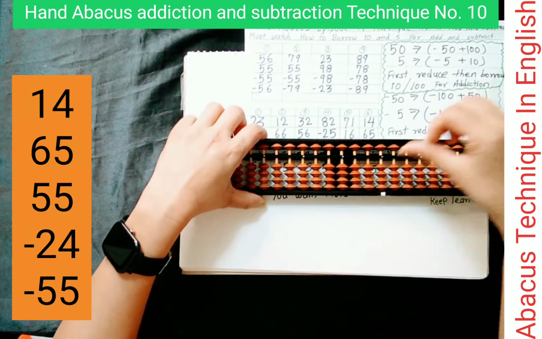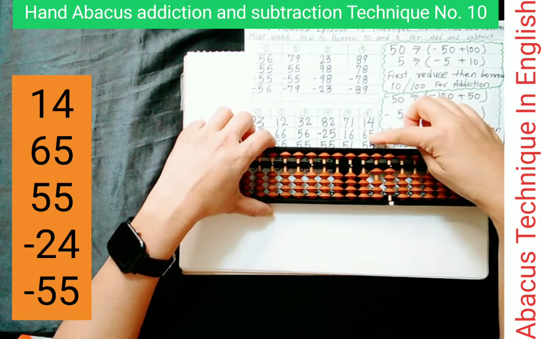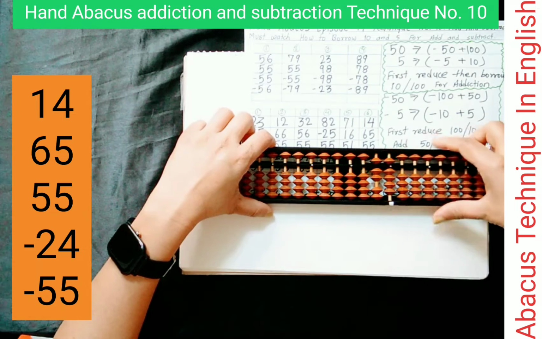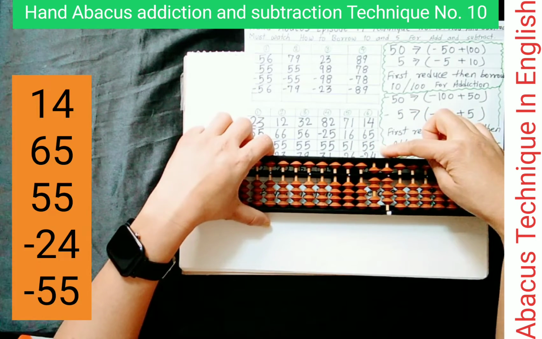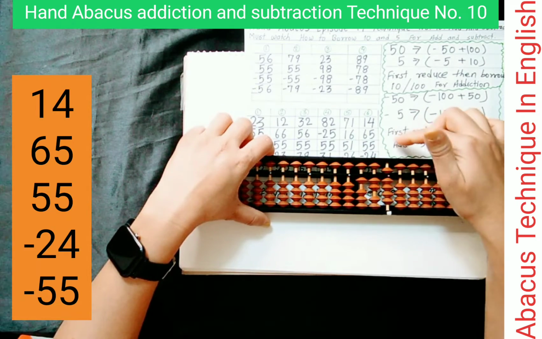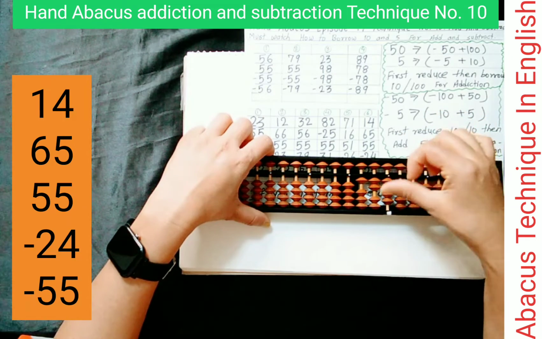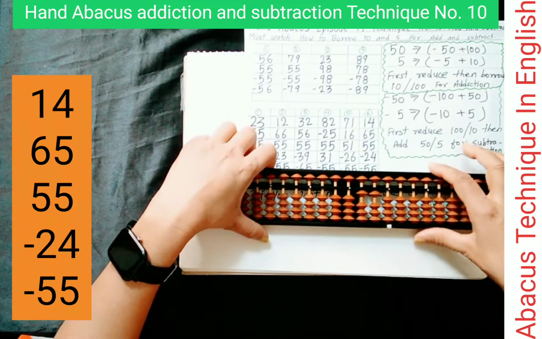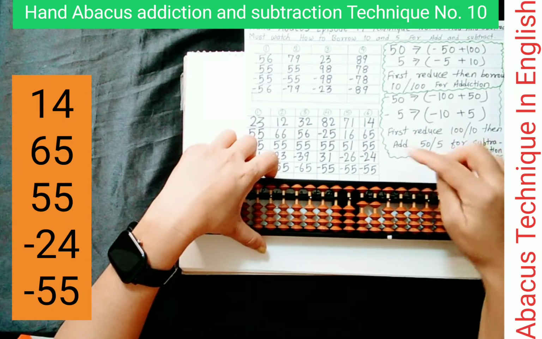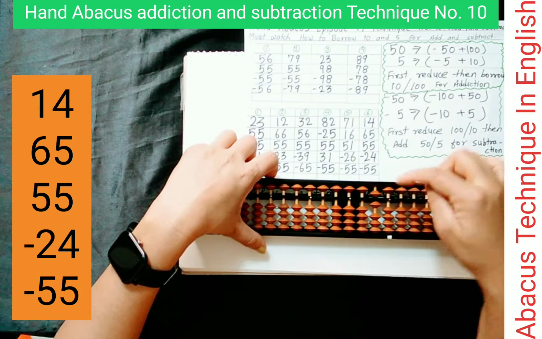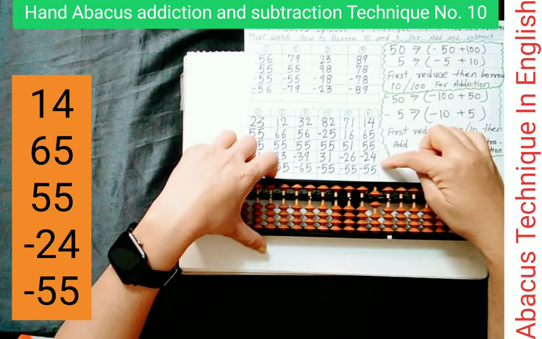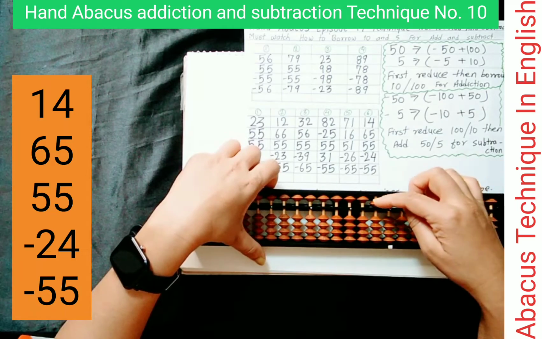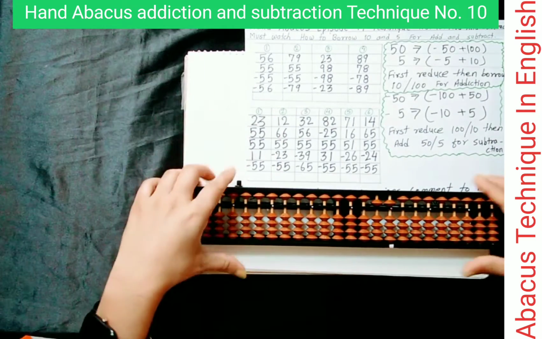Last one, 114 and 65, this is 60 and this is 5. Add 55, to add 50, reduce 50, add 100, and to add 5, reduce 5, add 10. Reduce 24, this is 20 and this is 4. Reduce 55, reduce 100, add 50 to reduce 50, and for 5, reduce 10, add 5. And your answer is 55.